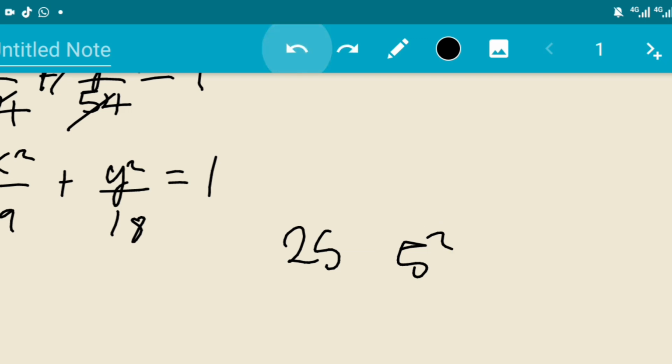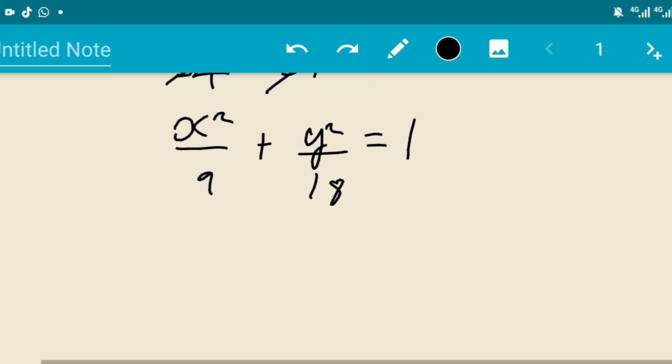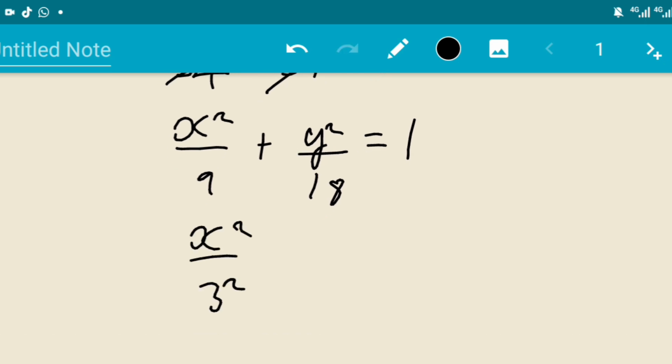So what is it that we can do? This here at the bottom is 9, so this would be x squared over 3 squared. We are done with the first. How do we find this 3? We just get the square root of 9, then we square it. First, we find the square root of 9, which is 3. Then we have to square it.